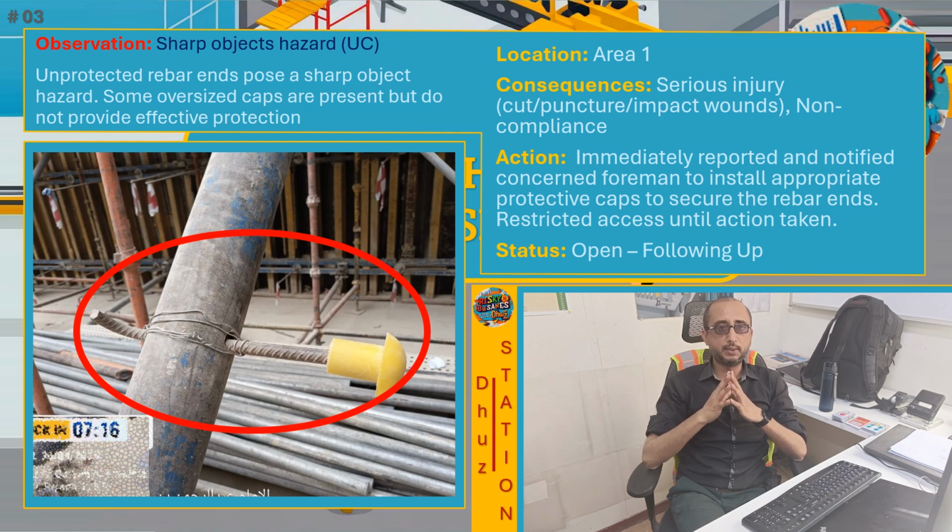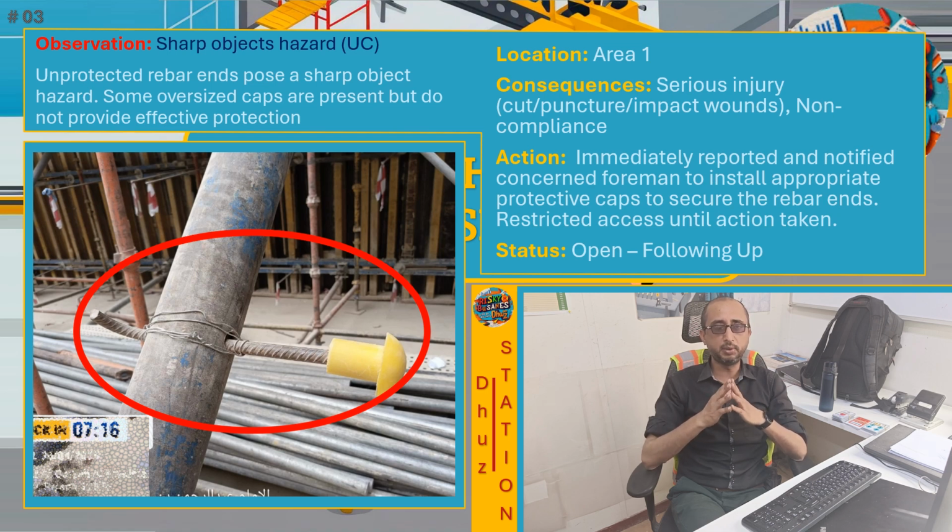This observation is labeled as sharp objects. Hazard category is mechanical, including cut, puncture, and impact hazards. Immediate cause here is unsafe condition. The issue is rebar ends are not protected. Some are protected with oversized caps, providing no effective protection. Location is area 1. Consequences: any contact can cause serious injuries like cut, puncture, or impact wounds. Also, it is a case of non-compliance.